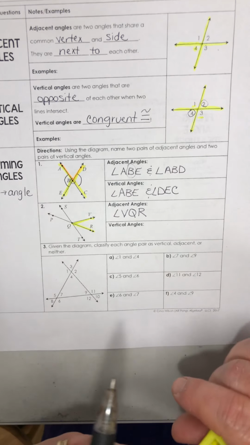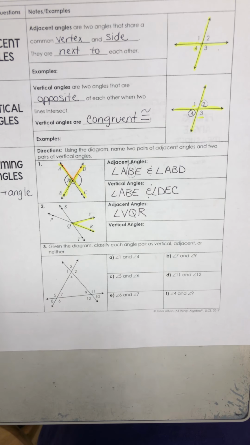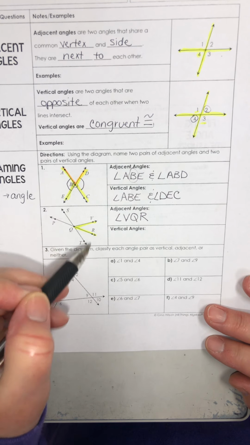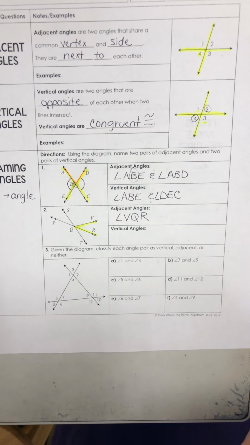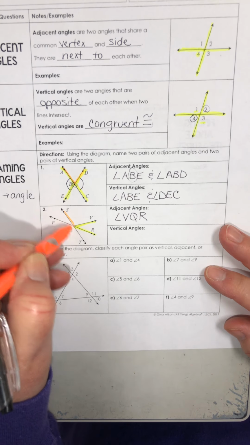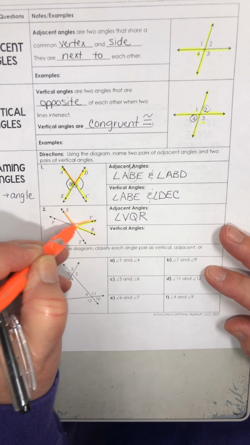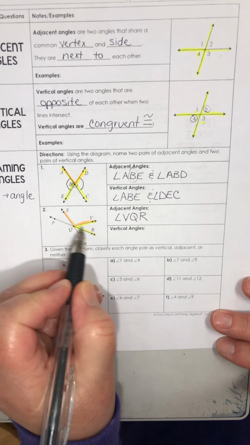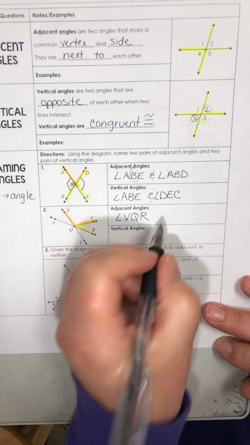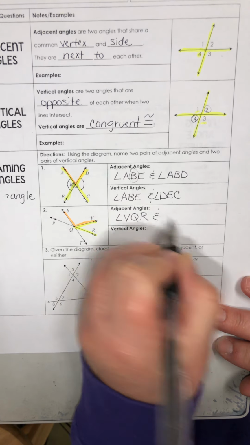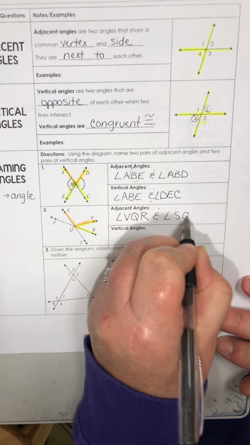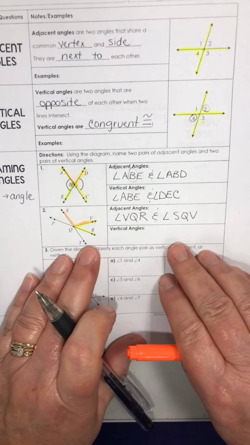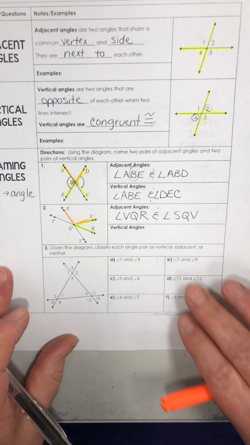VQR would be adjacent to, or next to, again, we have two choices, one on each side. So how about if I pick angle SQV, which is contained between those two sides. And see how they share that side and that vertex. So angle SQV and VQR are adjacent, next to each other.